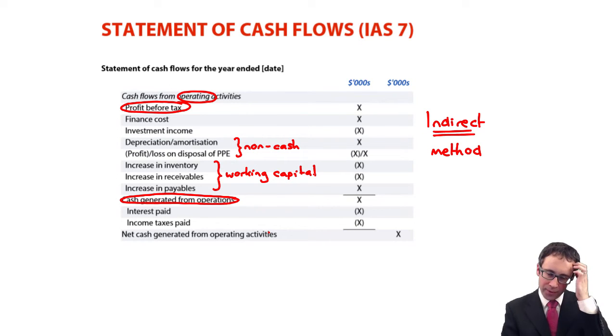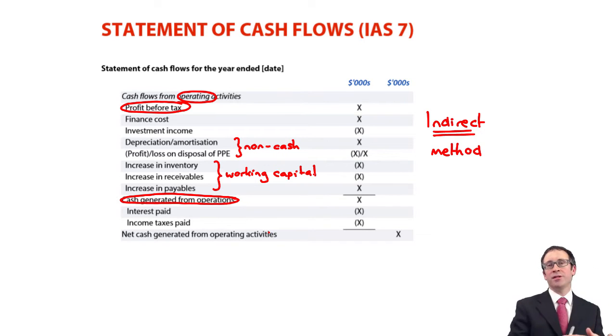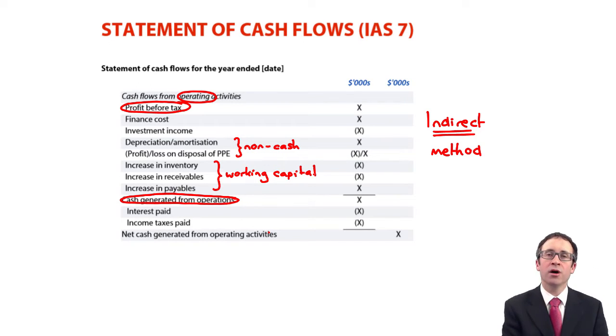Just be careful. There are other items that impact your operating activities. So maybe any changes in prepayments, as a change in an asset, similar to inventory and receivables. Change in accruals, again similar to your change in payables. And then also we may have a provision, which we'll touch upon in later chapters. They are extra bits within financial reporting that you will not have seen within financial accounting.